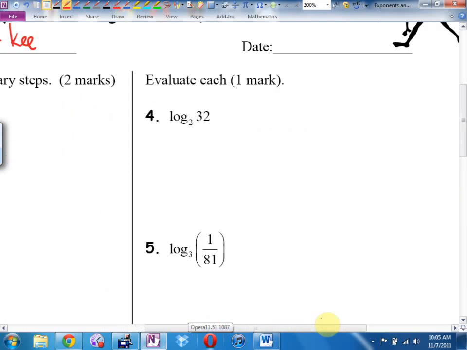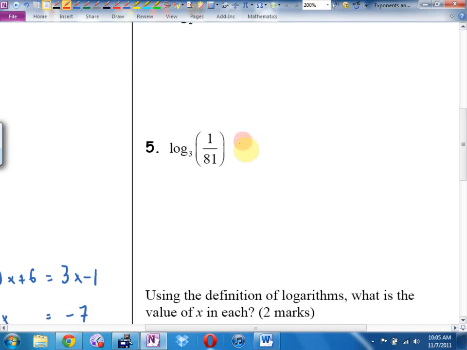Number 4 says evaluate. These ones I would expect you to be able to do in your head. I would expect you to know that the log base 2 of 32 is 5. You might need to count on your fingers for the powers of 2, but I expect you to know your powers of 2. And I would hope that you would say, well, if it was log base 3 of 81, that's 4. Log base 3 of 1 over 81, that's negative 4.